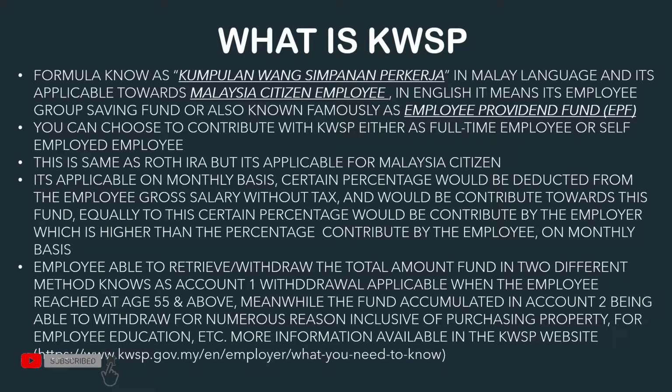One is known as account 1, and another is known as account 2. The difference is that account 1 is applicable only once the employee reaches 55, retires, or totally leaves the country, then they are able to take the money out. And for account 2, the employee can withdraw the money for their education, to self-develop themselves, to pay for some of their property investment, and much more.